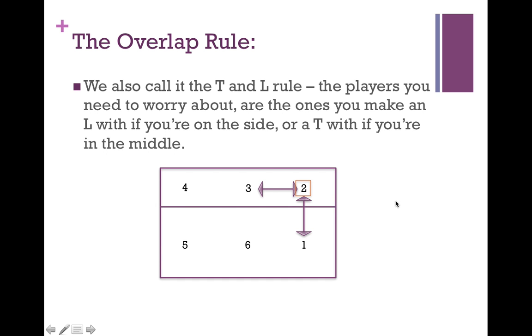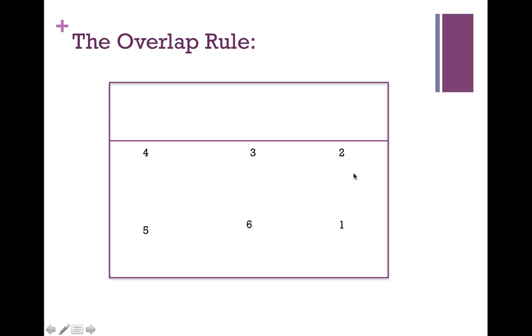Everybody else can be all jumbled up. She needs to worry about number 3 and number 1. 6 is in the middle, so she needs to worry about who she makes a T with. She makes a T with 5 and 1 and with number 3. So she needs to start between 5 and 1, and she needs to start farther back than number 3. She doesn't care where 2 is, and she doesn't care where 4 is because she does not make a T with them. So let's play this out a little bit farther.